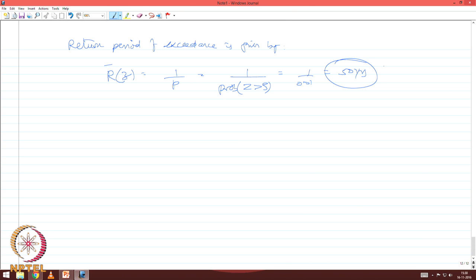So, now you see return period of exceedance is given in the time frame. Earlier this was told in terms of probability of exceedance. The second important factor which is considered to create complexity in the load process is reference period.